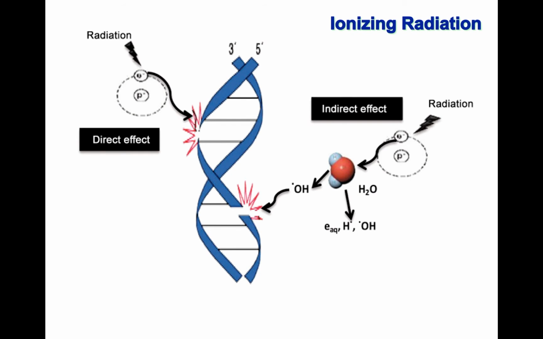Ionizing radiation can have direct effects. You can actually physically break a strand of DNA. You can also have indirect effects by causing water to cause damage to your DNA molecules.